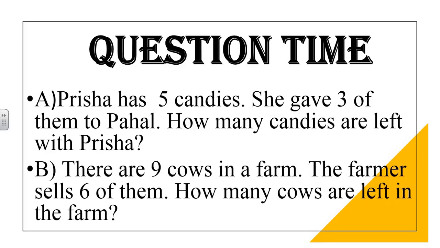Then the second sum is: there are 9 cows in a farm. The farmer sells 6 of them. How many cows are left in the farm? So these two sums you are going to solve. You have to see the keywords and you have to jot down the information, and at the end you are going to write the answer in statement form.